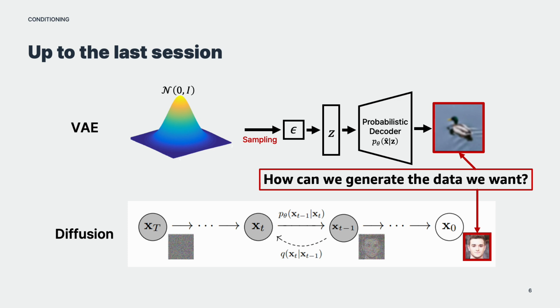However, the focus of the session so far has mainly been on generating random samples that resemble the training data. In practice, though, being able to generate samples that correspond to a specific class or condition is far more important and useful.